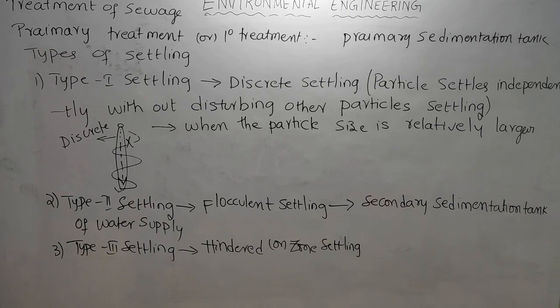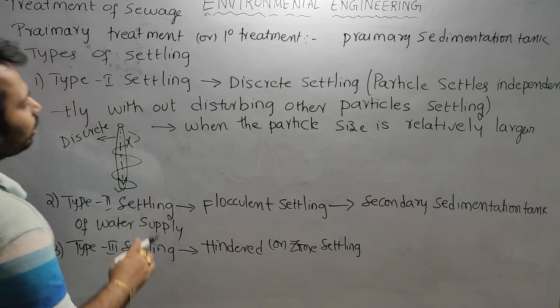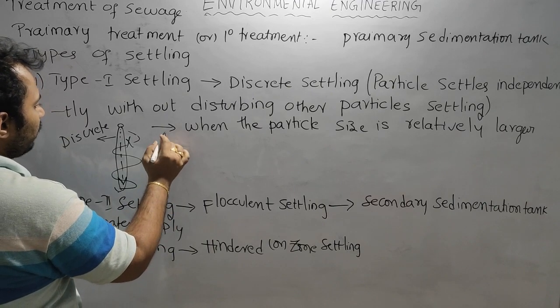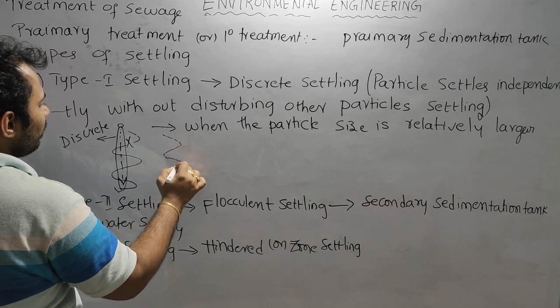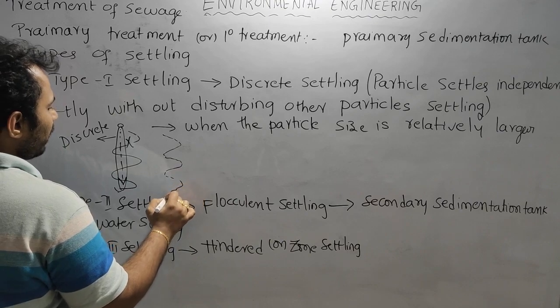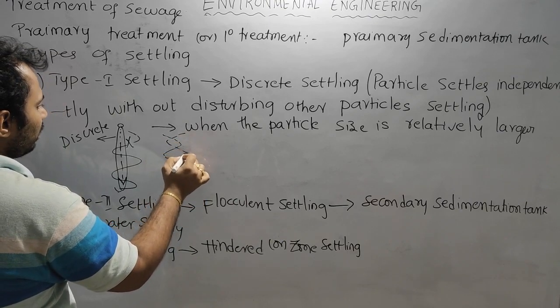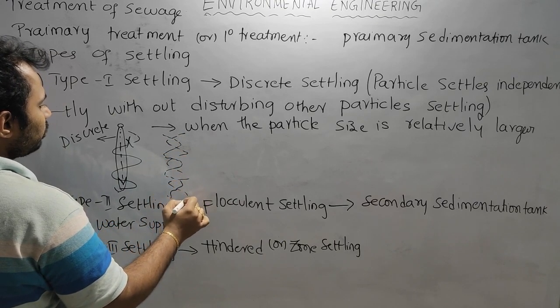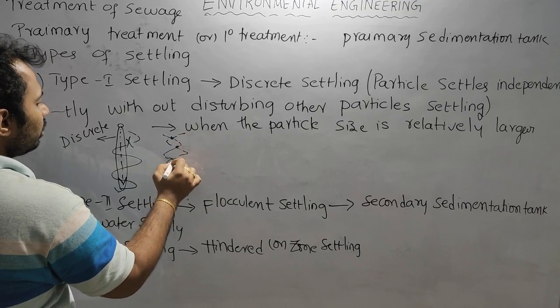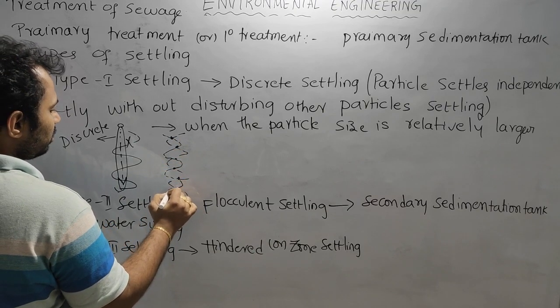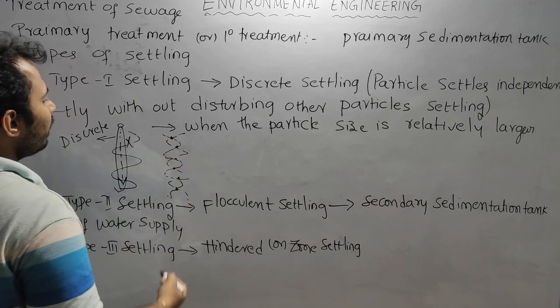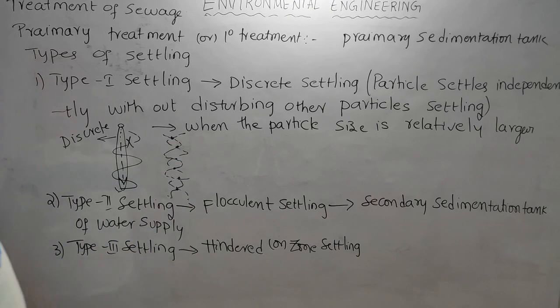When the particle size is smaller and they are closely packed, what happens? This is the velocity profile of one particle, and this is the velocity profile of another particle. Now these two particles will have obstructions and intersections like this. One particle's movement will hinder the other particle's movement. This is called hindered settling.